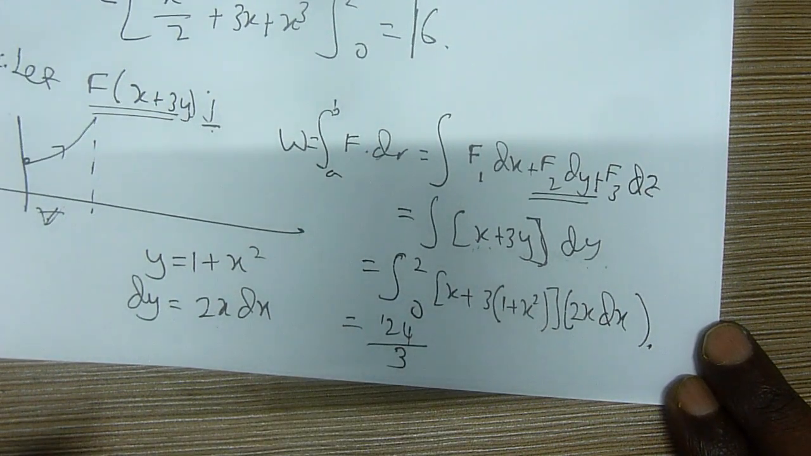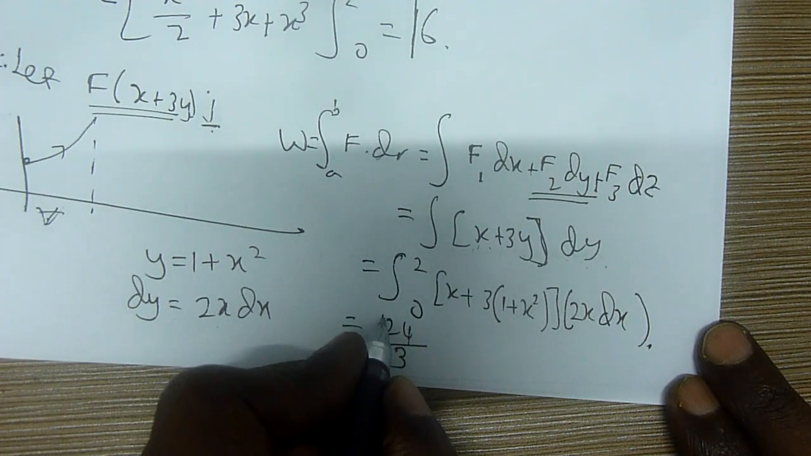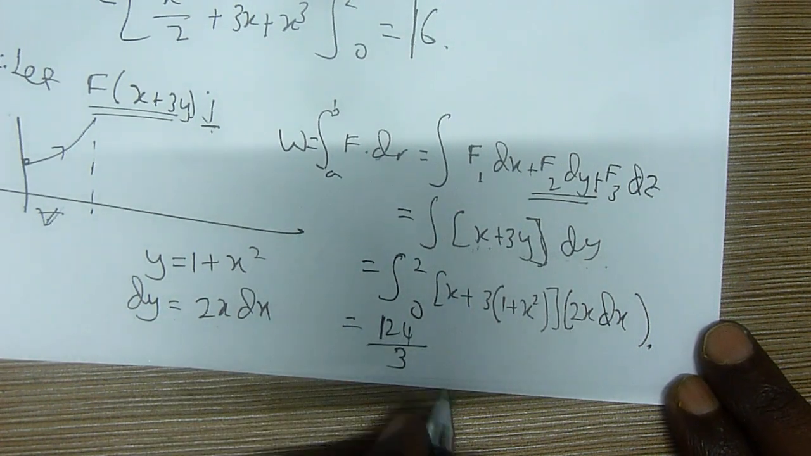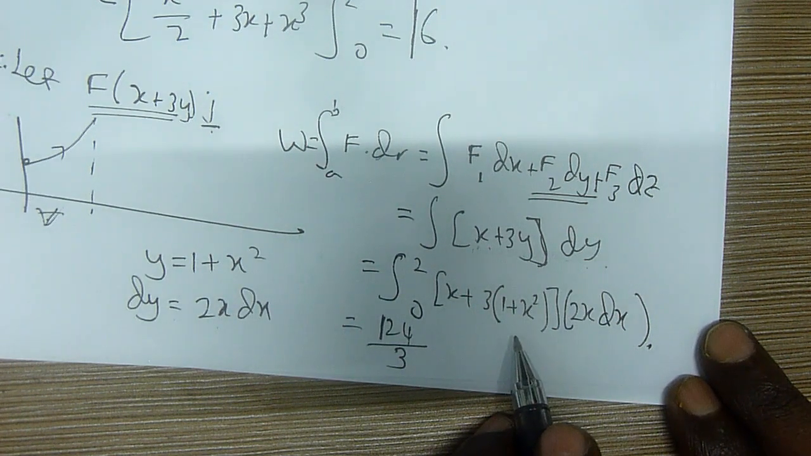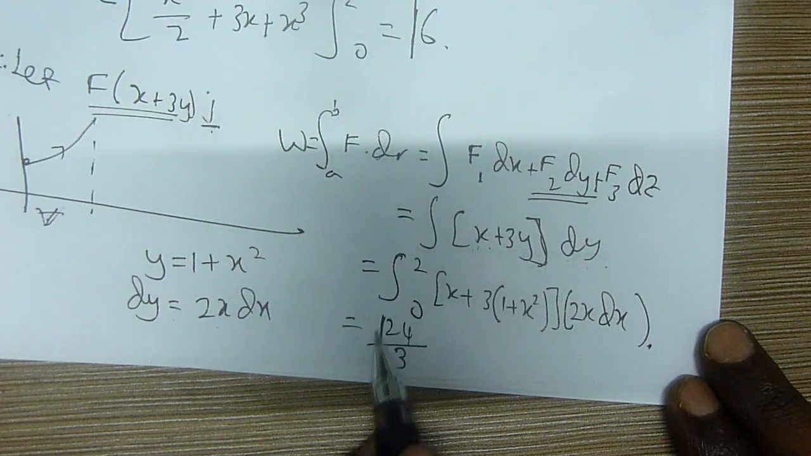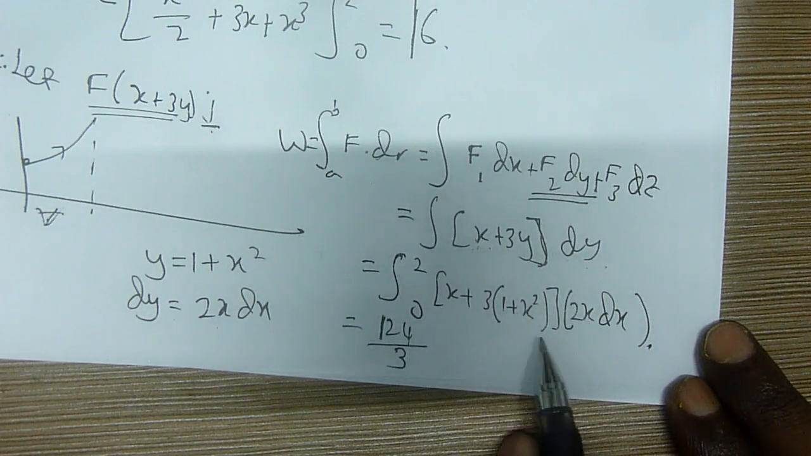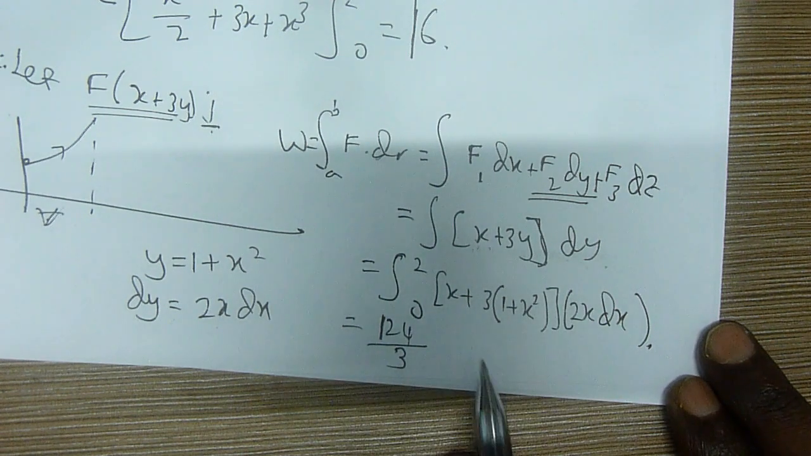124/3. Okay, take it as an exercise. It's 124/3. Take it as an exercise. Then you see what you are able to come up with, because x becomes power 3, then it becomes power 4. Later you should be able to calculate that.